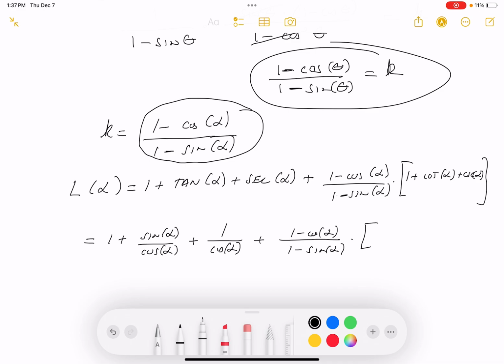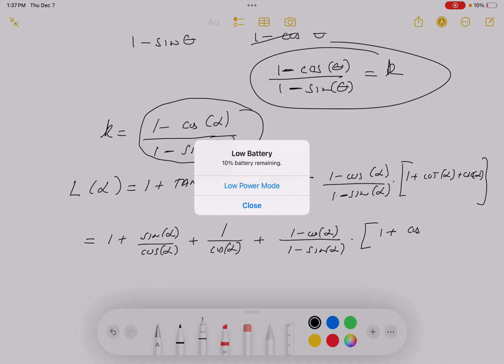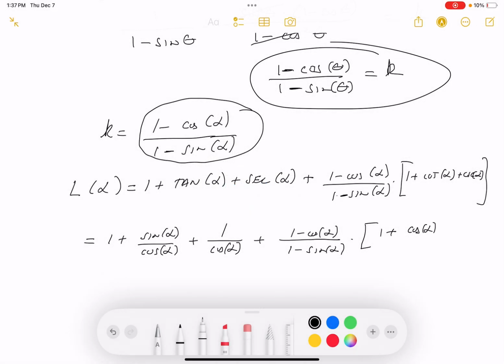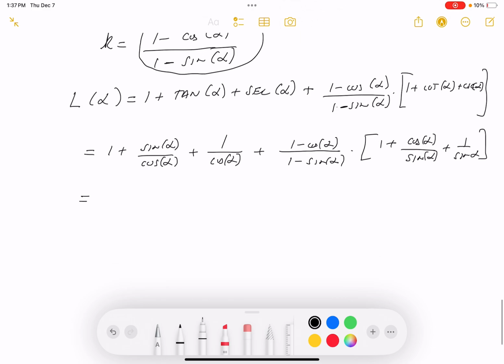I'll do what's inside this grouping symbol. 1 plus, that's going to be cosine alpha over sine of alpha. Running out of battery again. Hopefully I'll get to the end of this thing before it runs out. And then it's going to be plus 1 over sine of alpha. All right, I got to keep moving. Looking at this thing, the first 3 terms have a common denominator of cosine alpha, and you would get cosine alpha plus sine alpha plus 1.